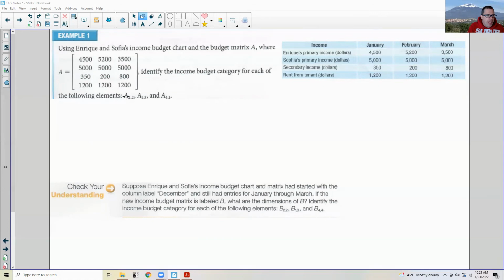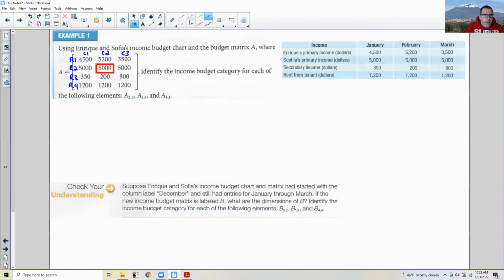A sub 2 comma 2 means to go down to row 2, column 2, and that would be this value right here. That is row 1, row 2, row 3, row 4, column 1, column 2, column 3. So let me label those just so we get comfortable with that. This is R1, R2, R3, R4, column 1, C1, column 2, and column 3. We always do row first, column second. So row 2, column 2, 5,000.